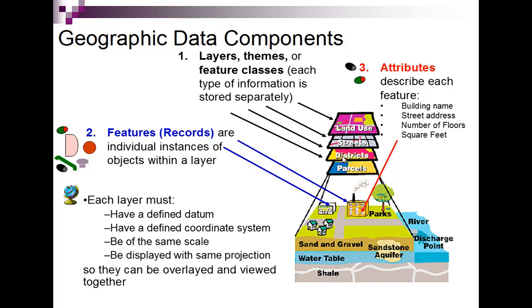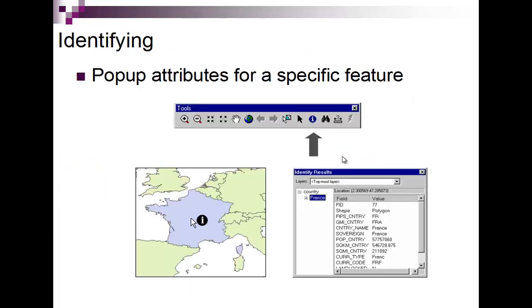Typically when we show this GIS data, we need some things to make sure it lines up, all the math stuff that I kind of talked about a little bit before in Chapter 1 going on in the background. It's got to have a defined datum, coordinate system, scale, projection. And we talked about identification. This is pop-up features for a specific feature. This is what we call the identify button.